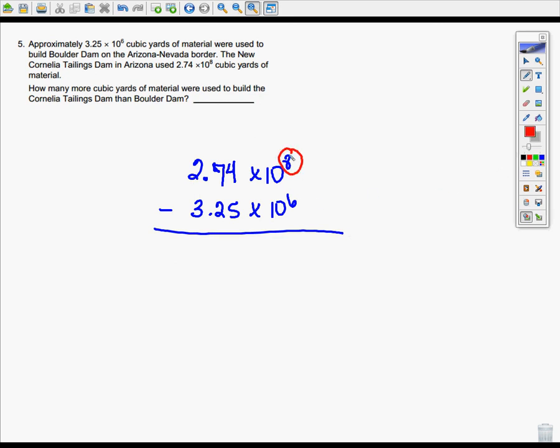So I'm going to go ahead and make this to the power of 6. I'm making this 2 powers of 10 smaller, so it's times 10 to the 6th, which means I need to make this 2 powers of 10 larger, so 274 times 10 to the 6th, subtract 3.25 times 10 to the 6th. So 274, I said it wrong, subtract 3.25 is 270.